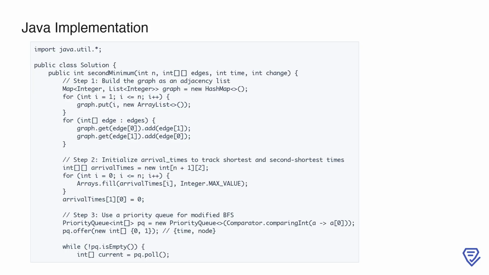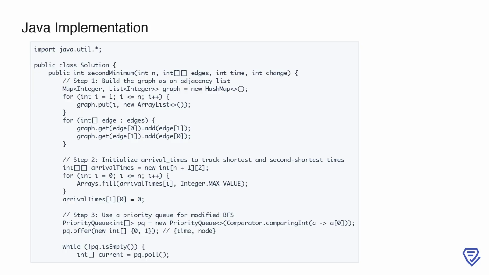For the starting node, node 1, the shortest arrival time is set to 0 since we start there. Finally, we set up a priority queue to implement a modified BFS. The priority queue ensures that we process nodes based on their earliest arrival times. We begin by adding the starting node, represented as 0, 1, where 0 is the current time and 1 is the node.